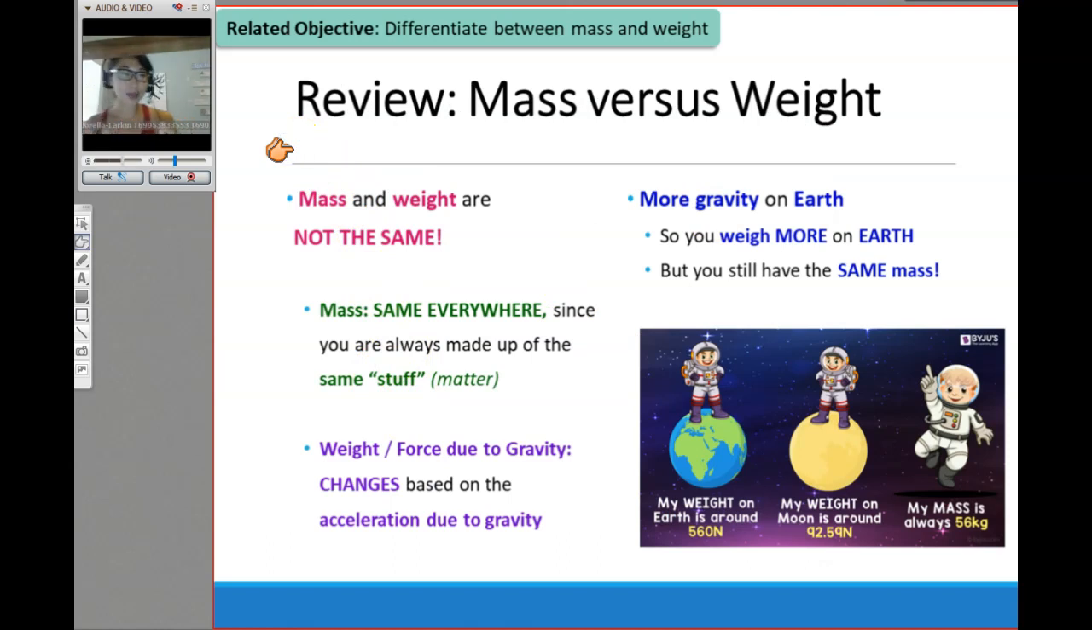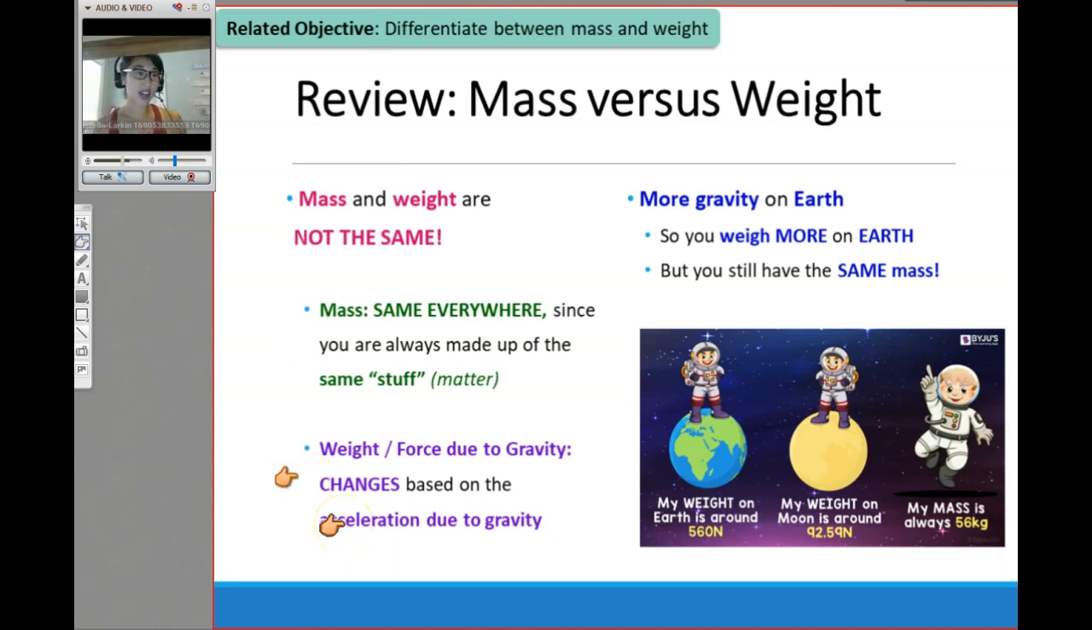Remember that we talked about how mass and weight are similar, but they're not actually the same. You have the same mass no matter where you are in the universe, because mass is the amount of stuff or matter that you're made up of. And whether you're on Earth or floating in the middle of space, are you always made up of the same amount of stuff? Tell me in the chat box. Yes, absolutely. So you are always made up of the same amount of stuff, so you always have the same mass, right? If you have a mass of 56 kilograms, you will always have a mass of 56 kilograms.